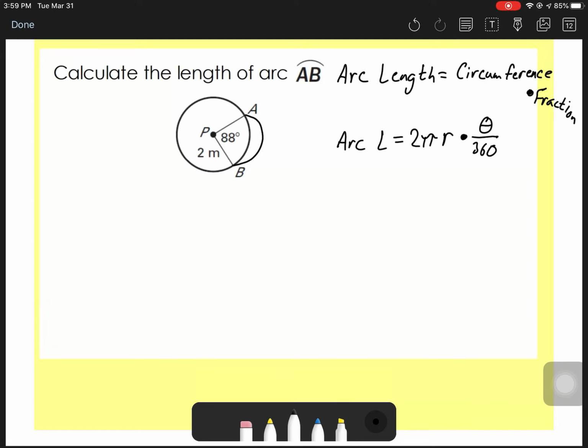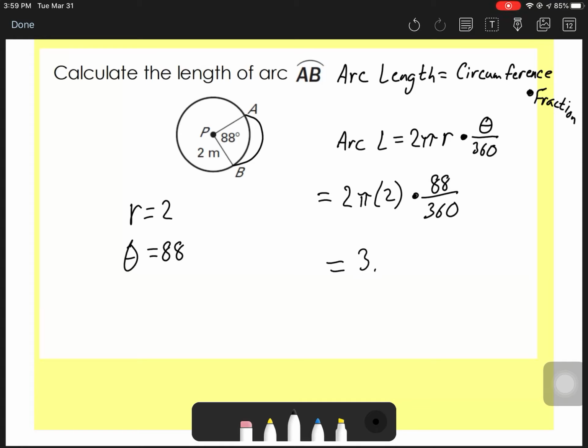So in this case, our radius is going to be, I'll write it over here, r equals 2, and that theta, which is the angle, is 88 degrees. So to find our answer here, we just have 2, and then we have pi, another 2 for the radius, and then it is 88 degrees. And the reason we use 360 on the bottom is because that's the total number of degrees for any circle. So plug those into your calculator, and if you round to 2 decimal places, it's about 3.07 meters.